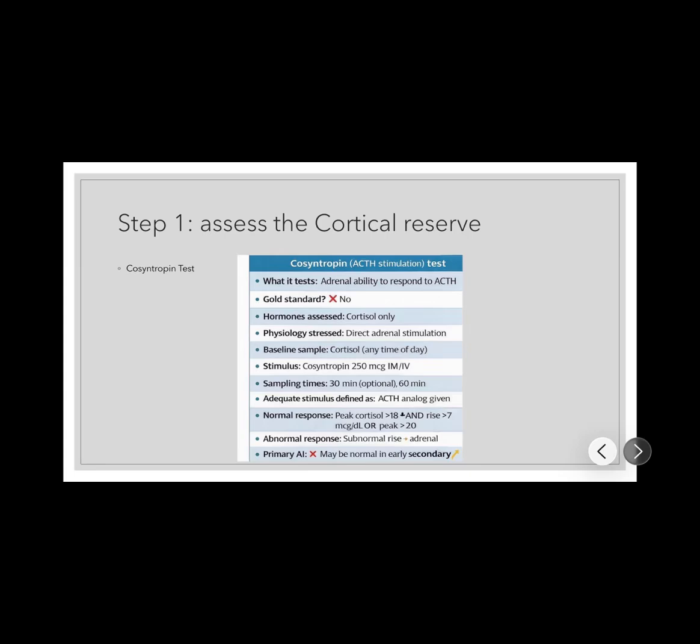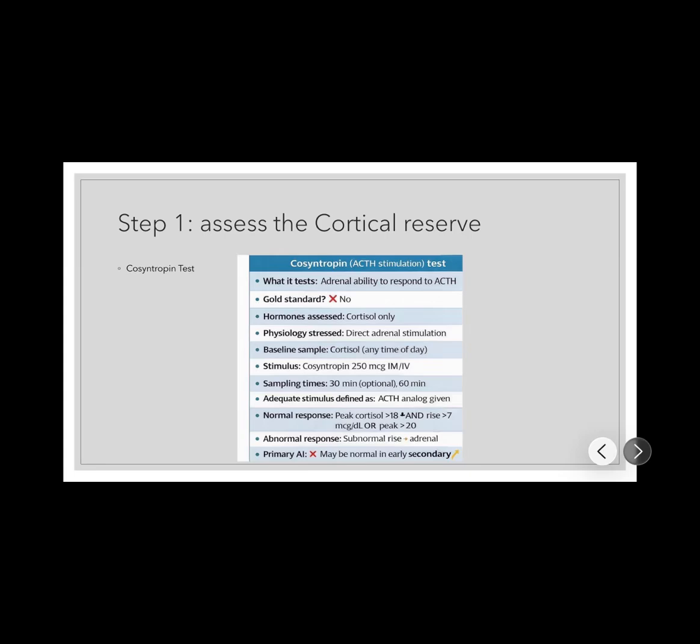I've done a very detailed video previously, and if you haven't seen it, then please do check it out. Here I'm going to give you a brief overview of the whole thing. The first thing we do is the cosyntropin or the ACTH stimulation test. It's not the gold standard, but it is a very useful test. We take a baseline cortisol level, and then you give the cosyntropin or the ACTH.